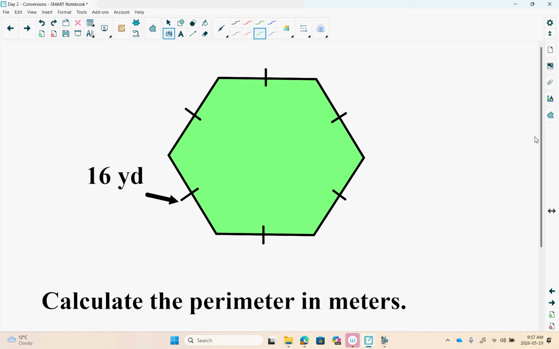Try this one on your own. Okay? It wants you to figure out the perimeter. So the distance around the outside. What kind of a shape is this? 1, 2, 3, 4, 5, 6 equal sides. Anyone know what you call a 6-sided figure? It's a hexagon. Nice. This is a regular hexagon because they're all equal. So give this a shot on your own.